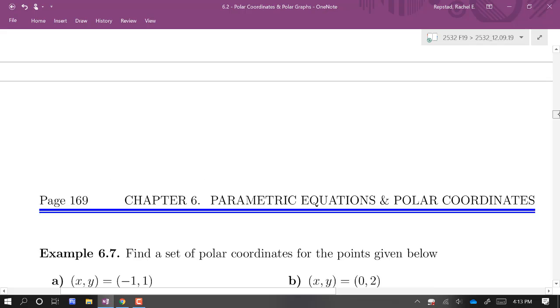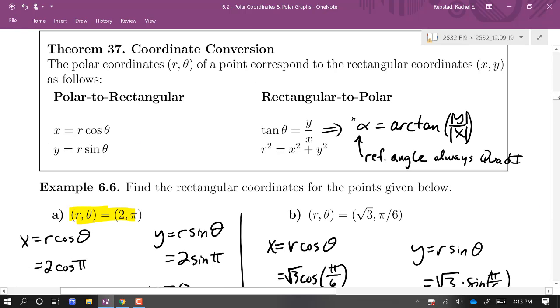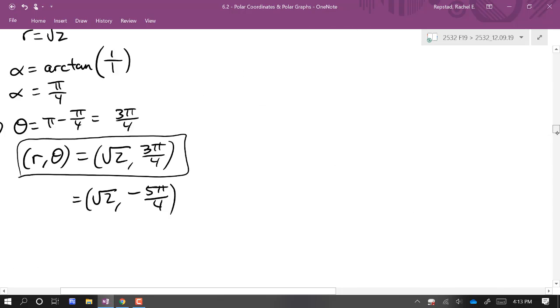And we were reminded of that a little bit back here in Theorem 37. That's one of the ways that we do conversions of coordinates.